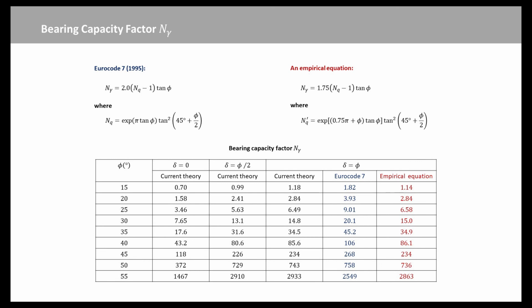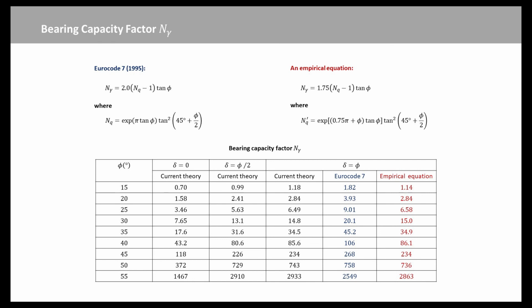This table enumerates the N gamma footing pressures for the three cases, delta over phi equal to 0, 0.5, and 1. It also compares the current values of N gamma with current recommendations in Eurocode 7. This equation overestimates N gamma by up to 40%, or returns values of N gamma equivalent to angles of shearing resistance phi up to 2 degrees higher.